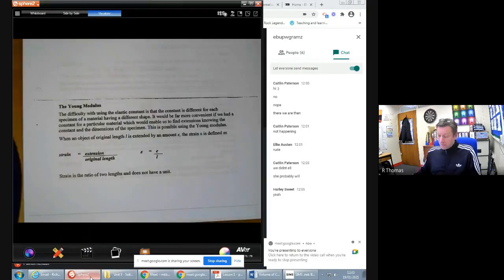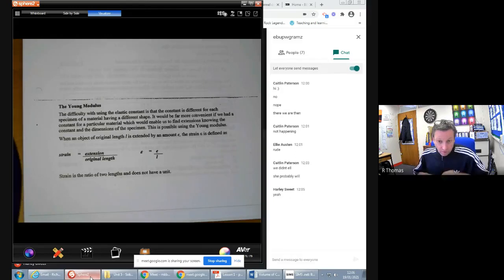What we're going to do today is look at something called the Young modulus. This elastic constant from Hooke's law is great, but imagine you have a piece of rubber. If the dimensions of that rubber change, the amount it will extend will change. If it's thicker, it'll extend less. If it's longer, it would extend more.